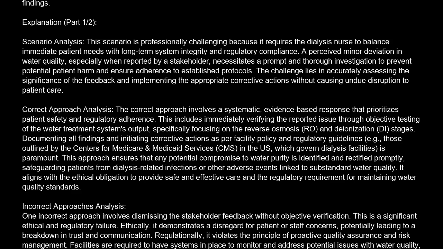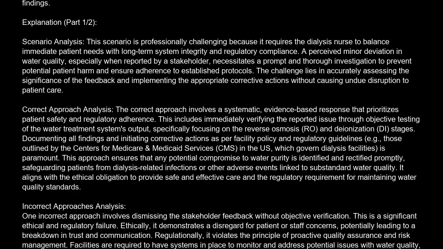A perceived minor deviation in water quality, especially when reported by a stakeholder, necessitates a prompt and thorough investigation to prevent potential patient harm and ensure adherence to established protocols. The challenge lies in accurately assessing the significance of the feedback and implementing the appropriate corrective actions without causing undue disruption to patient care. Correct approach analysis.